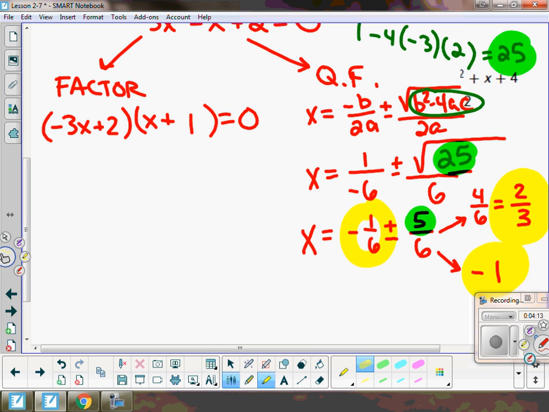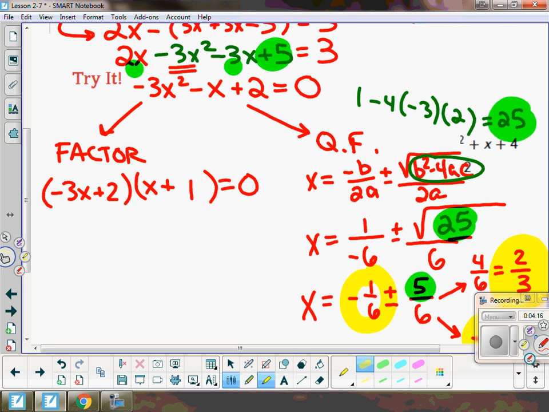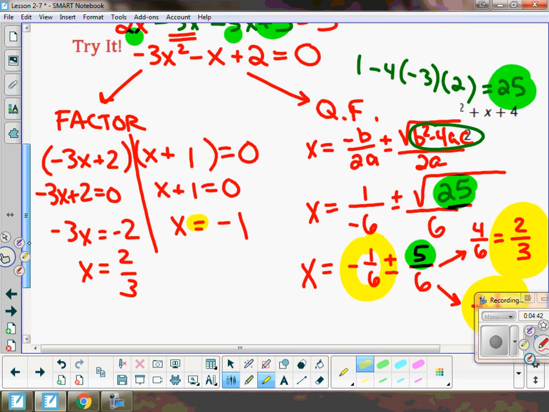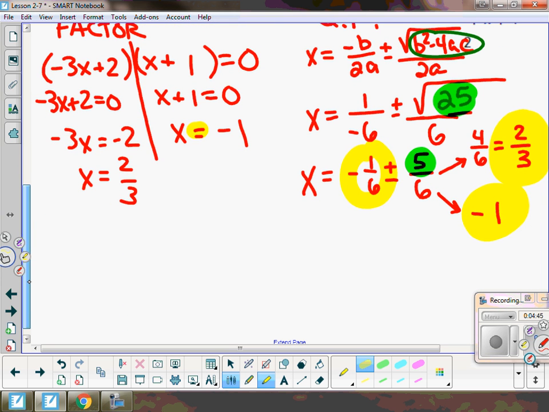The factoring people said that negative 3x plus 2 and x plus 1 works. I think you're a superb factorer if you could do that. From here, you set this side equal to 0 and this side equal to 0. I'm going to do the right side first. It's easier. Negative 1. The other side, you would take away 2, divide by negative 3. There's the same answers, 2/3 and negative 1.